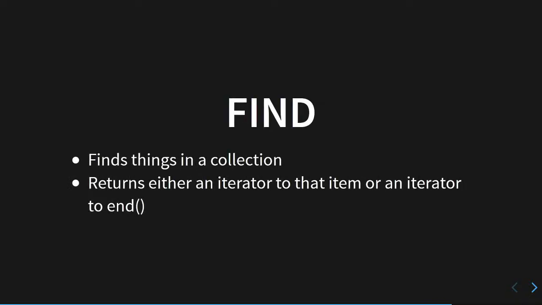Find, we can find things in it, basically searching. And then it gives you an iterator to the thing if it finds it. If it doesn't find it, it returns an iterator to the end of, say, the vector. So then you can check if the function equals iterator or your like map.end, then you know it wasn't found and you can return like thing not found.